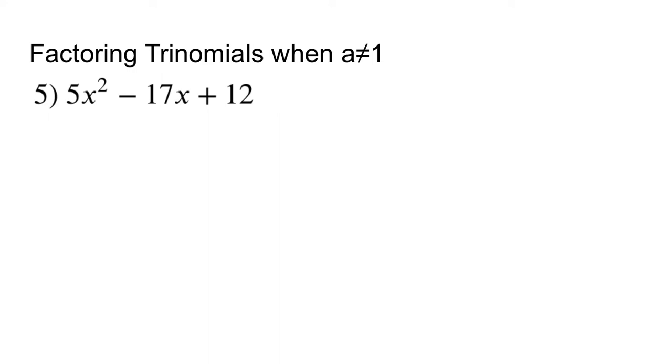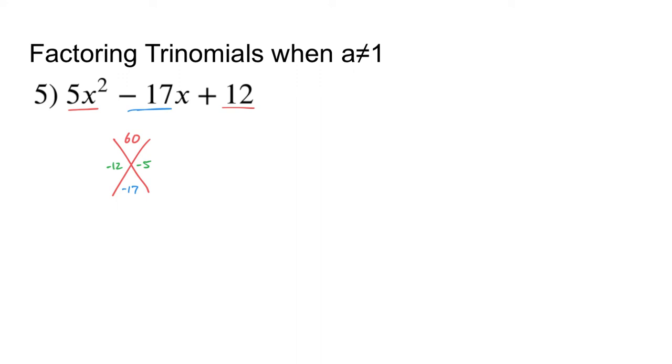But let's do 5x squared minus 17x plus 12. Let's do one more together. I will again show you the X. We always start with the X. So I'm looking here, and I'm going to take a times c. I'm looking for the pair of numbers that multiplies together to give me 60, but adds together to give me negative 17. I'd make my list, and I'd come up with the answers of negative 12 and negative 5.